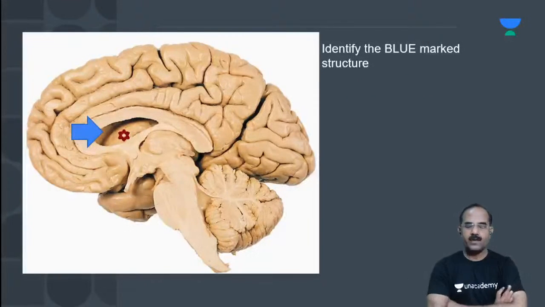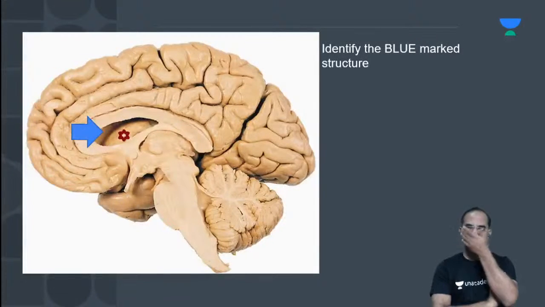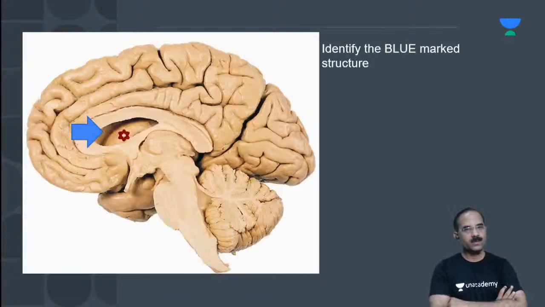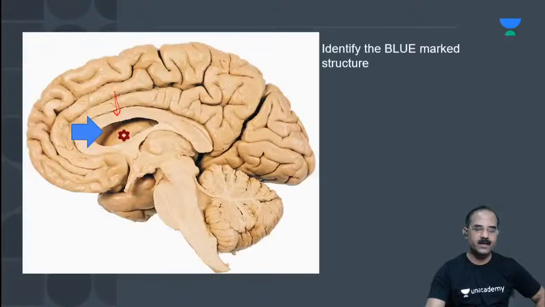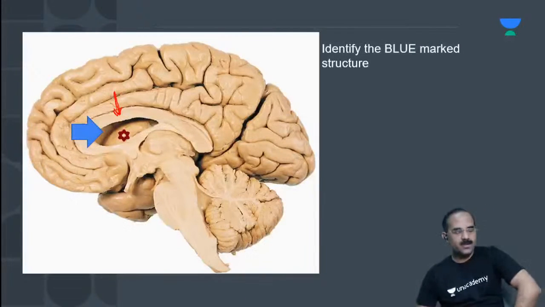Identify the blue marked structure. Any guesses? No, it's not the corpus callosum. If it had been the corpus callosum, I would have marked it like this. So that is the corpus callosum.